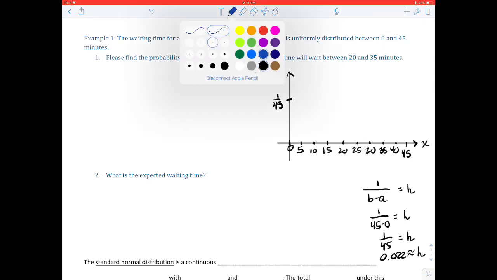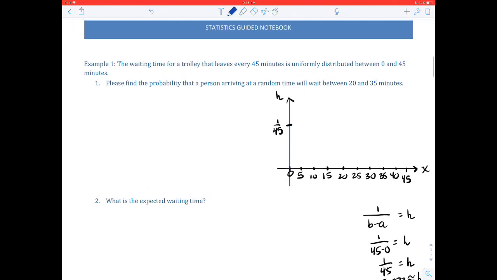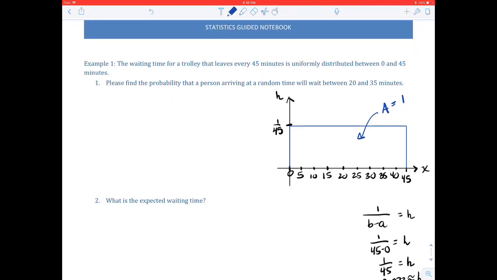So here, when we draw our rectangle, we have that endpoint. We have this constant height measure. And then we have this over here. So we've got the area of our rectangle. Isn't that awesome? We know the overall area of this rectangle has to be 1. Good so far?